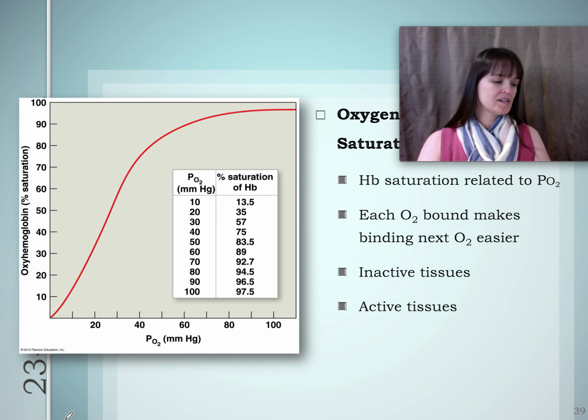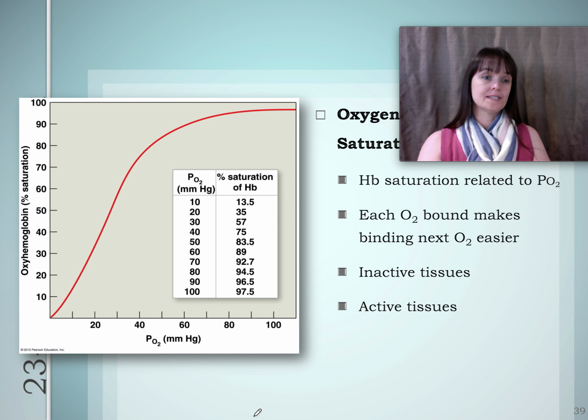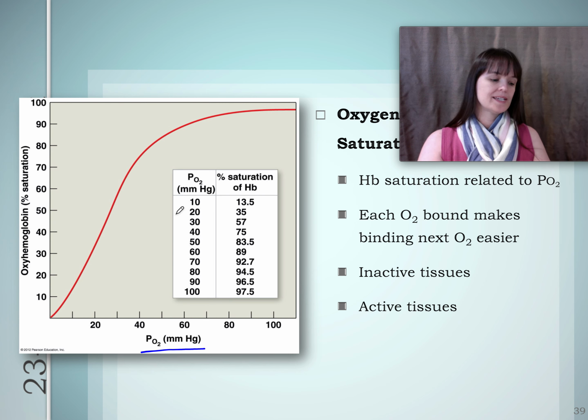So the oxygen-hemoglobin saturation curve is this thing. This graph shows the hemoglobin saturations at different partial pressures of oxygen. And binding oxygen makes it easier for the next hemoglobin to bind more oxygen. So when you increase the partial pressure of oxygen, more oxygen binds to hemoglobin. When you decrease the partial pressure of oxygen, less oxygen binds to the hemoglobin.